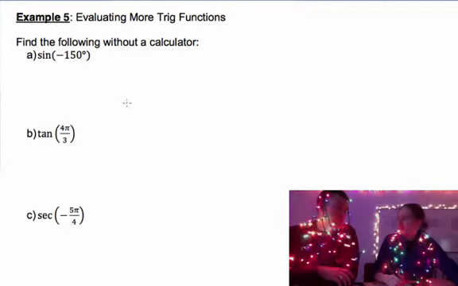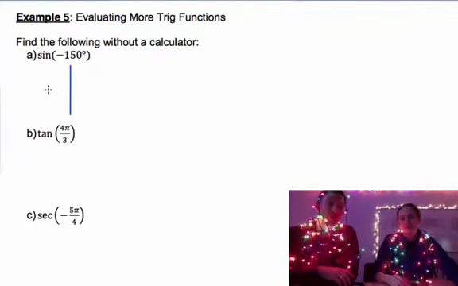Sine of negative 150 degrees. Right, without a calculator. So let's draw ourselves a picture. Always draw a picture. Here's our quadrants and a negative 150 degrees.